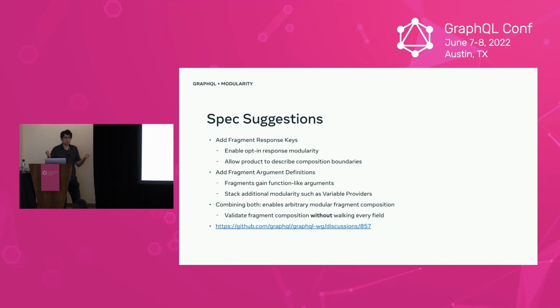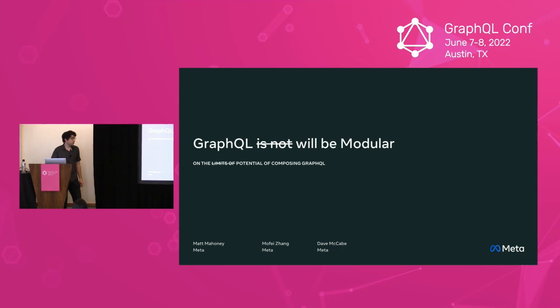We don't want to have to walk every field every time across an entire operation in order to know whether what we're producing is valid code. We've got a GitHub discussion that we've seeded. If you want to get involved, please jump in. I am really excited about this. I'm really excited to dig in at the workshops tomorrow, work with whoever is interested in this space. But at its core, while GraphQL isn't quite as modular as I want it to be, I think we're going to get there.